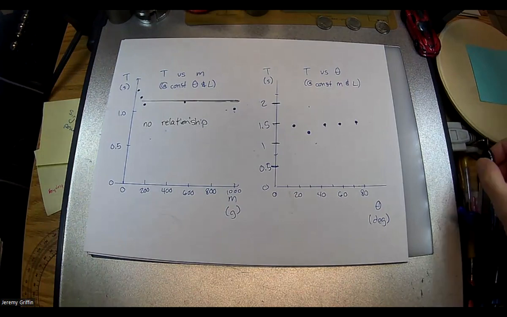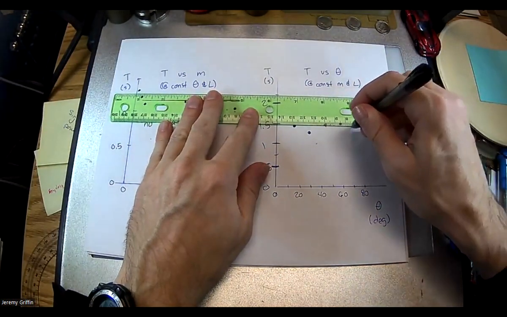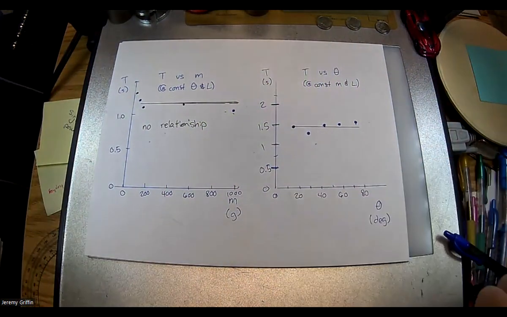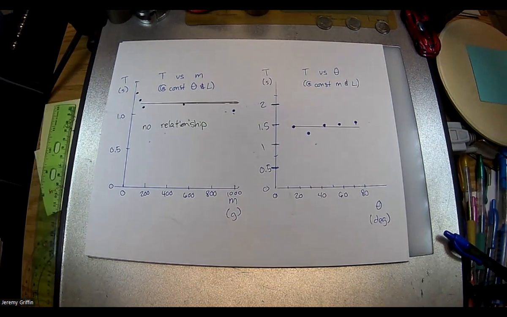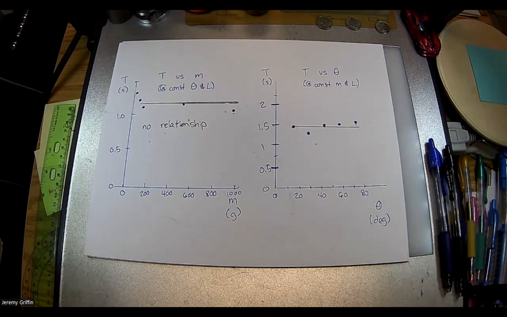So what do you guys think for that one? What relationship? No relationship. Yeah, that's again a pretty flat line. So it doesn't really matter what angle it's swinging from. It takes the same time to swing back and forth. Which you may have hypothesized, or maybe not. I think the first person to notice this or write this down was actually Galileo, who was watching a pendulum swing from a ceiling.